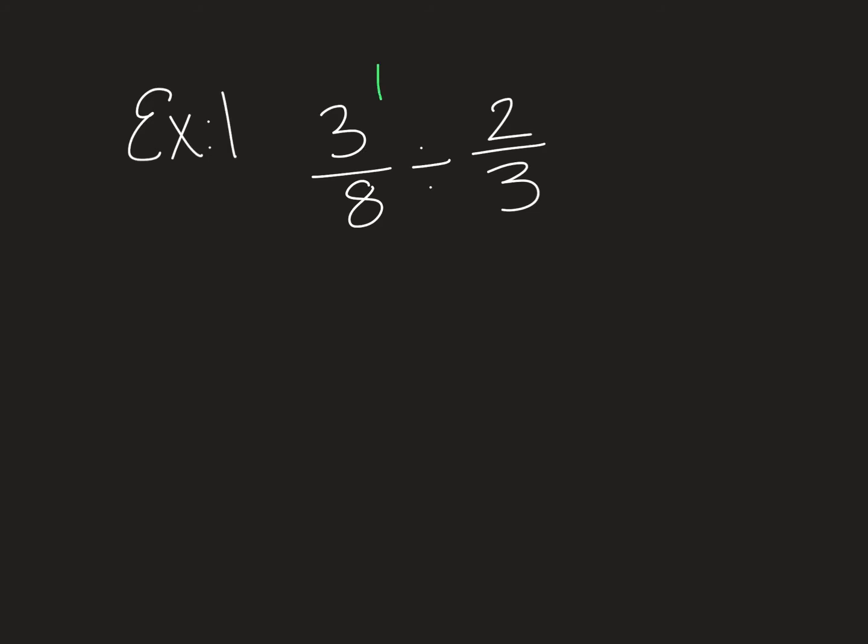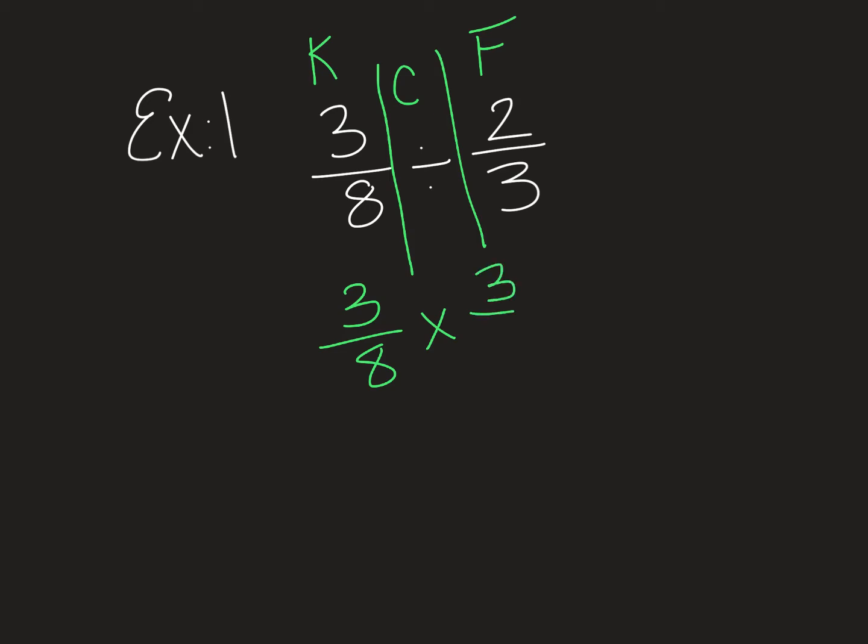So what that means is we are going to keep the first number, so we keep it exactly as it is. We don't do anything to it. We are going to change our sign to multiplication, and we are going to flip the second number. So that means the bottom is now on the top and the top is on the bottom. Okay, same thing the song said. Dividing fractions, don't ask why, flip the second and multiply.